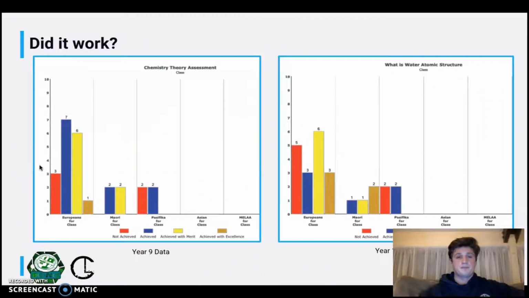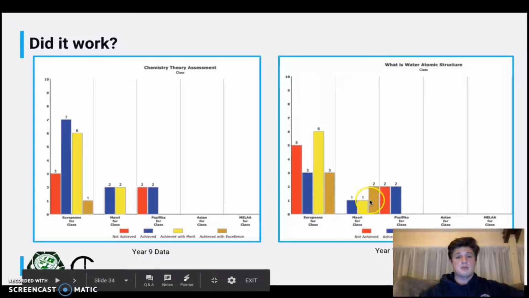But did it work? So on the left you can see their Year 9 data in chemistry and their data here in an end of topic test at the end of this unit. So what do we see? A little bit concerned that we got a few more not achieves in the NZ Europeans. My Māori boys seem to improve quite remarkably, really. 2 excellences in there, and the Pacifica boys seem to stay the same.